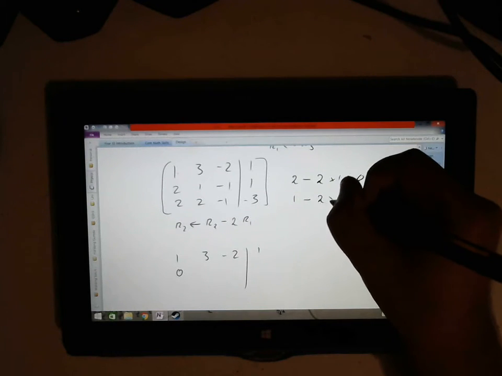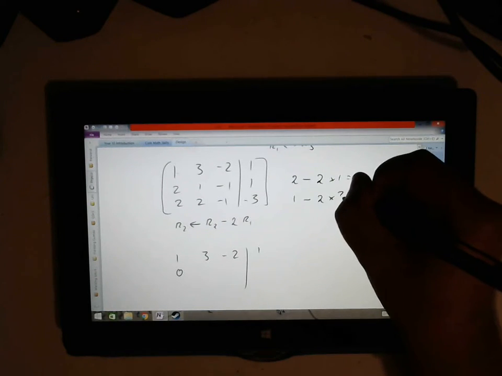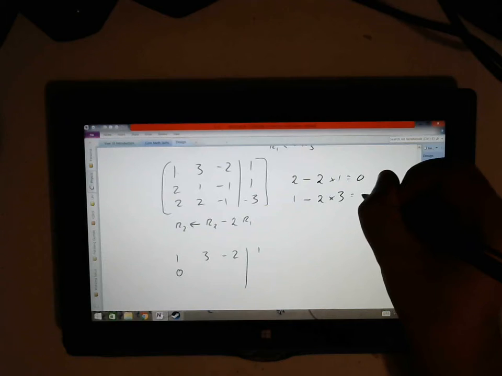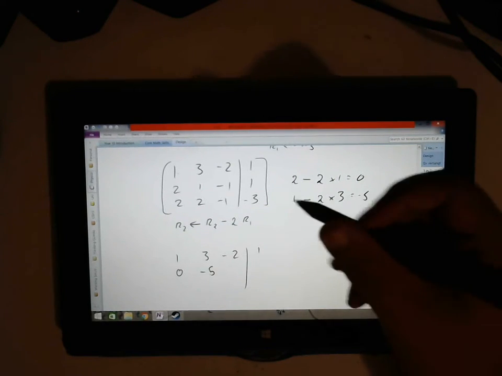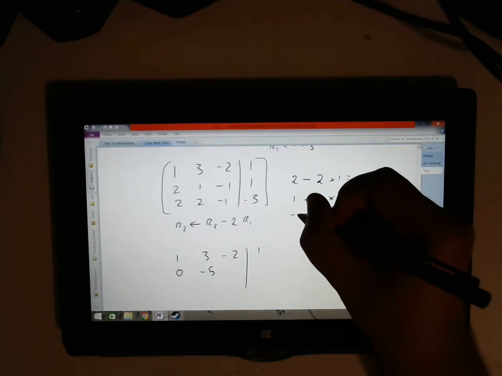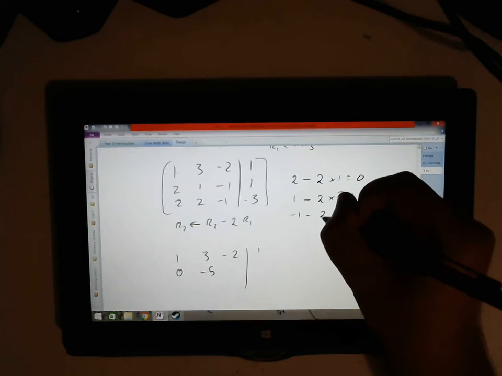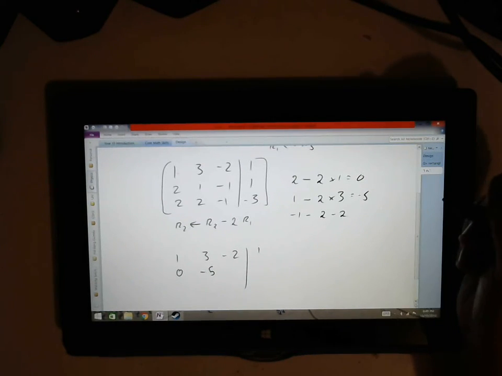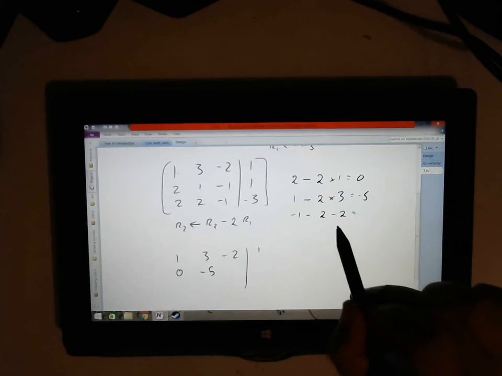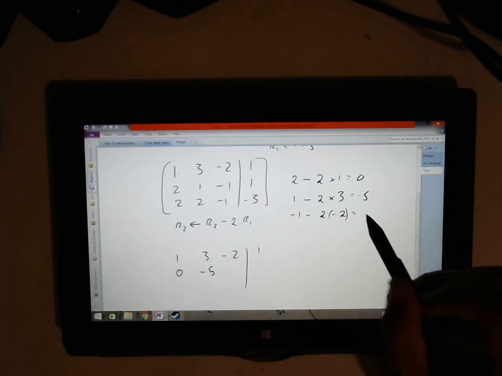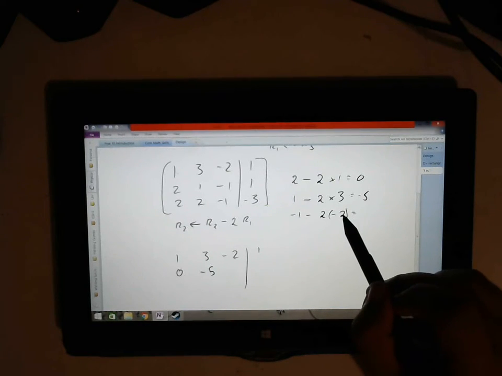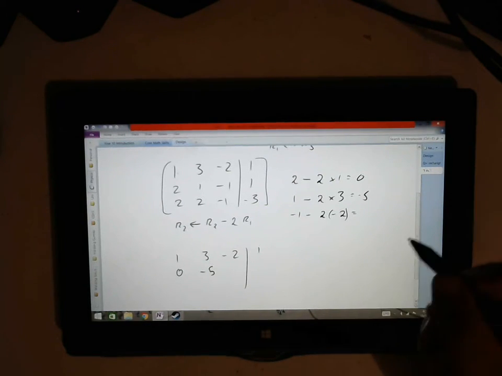So 2 times, well, what's in R1? 3. 1 take away 6 will give us -5. So I'm going to have a -5 here. Okay. Do it for our next row. -1 take away 2 lots of -2. Okay. Equals, let's see, well, -2 times -2. Let's put a bracket in there to show that it's multiplication. -2 times -2 is +4. -1 plus 4 gives us 3.